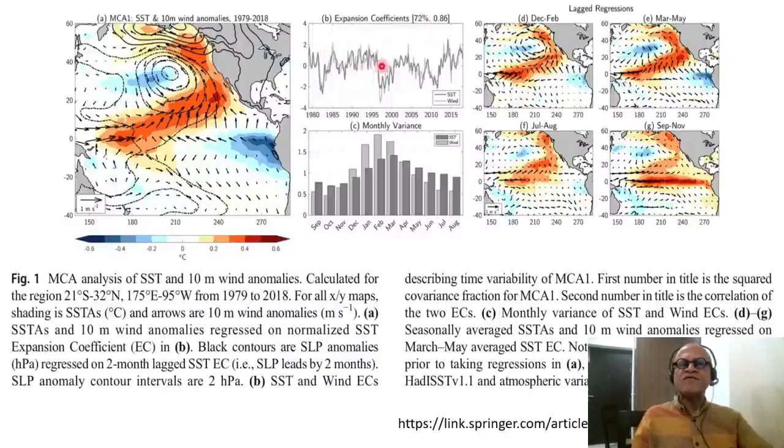Nonetheless, looking here at the expansion coefficient for the SSTs and winds and their seasonalities of monthly variance, you can see that there is a phase lag between wind maximum covariance or expansion coefficient and the SSTs. So the winds lead the SSTs here. So black contours are SLP anomalies, which we already said, and SST and wind ECs describe time variability of the maximum covariance analysis 1. First number in the title is squared covariance fraction, which is 72% for the MCA1. Second number in the title is correlation of the two expansion coefficients, which is remarkably high at 0.86. The main point made by Dylan and others is that there is a life cycle associated with the Pacific Meridional mode.